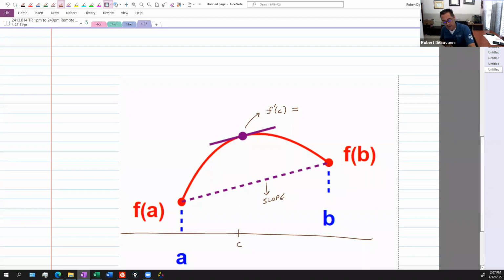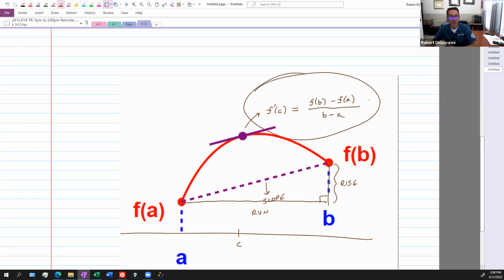But what's the slope of that? We could draw a triangle, the rise and the run. Well, the rise is just the difference of the y coordinates. This y coordinate is f of b minus this y coordinate, which is f of a, over the run, which is just the difference of the x coordinates, b minus a. That's the mean value theorem. So that's it. That's the theorem.